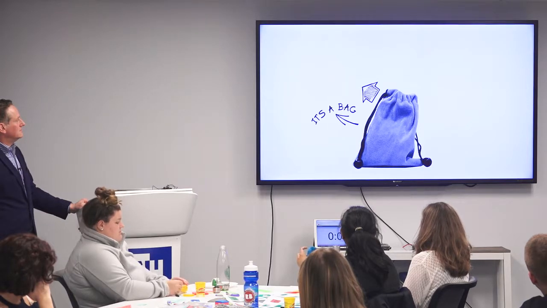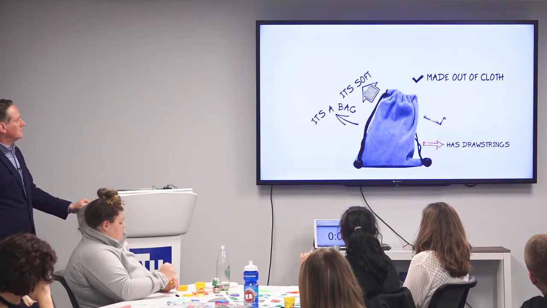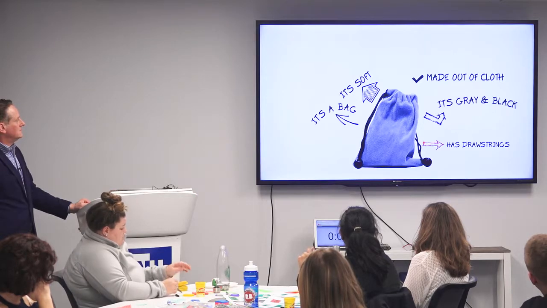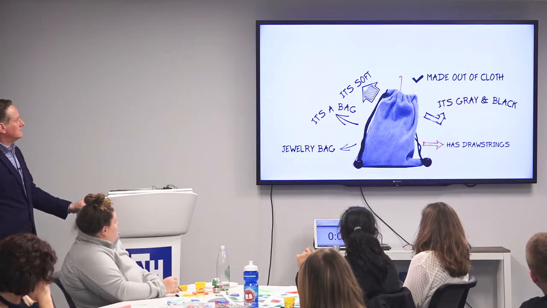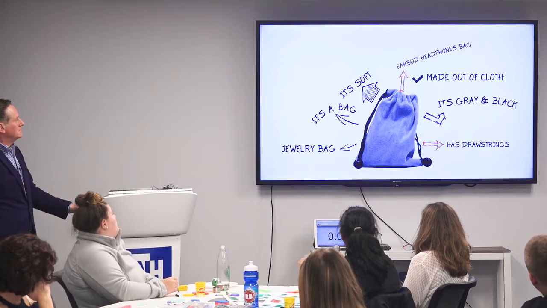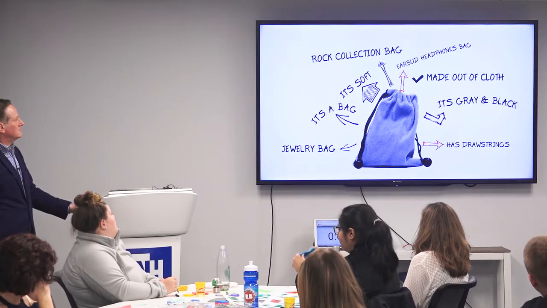It's a bag. It's soft. It's made out of cloth. It has drawstrings. It's gray and it's black. It reminds me of a jewelry bag. Reminds someone else of an earbud bag. It reminds me of a rock collection bag. Let's see what's inside.